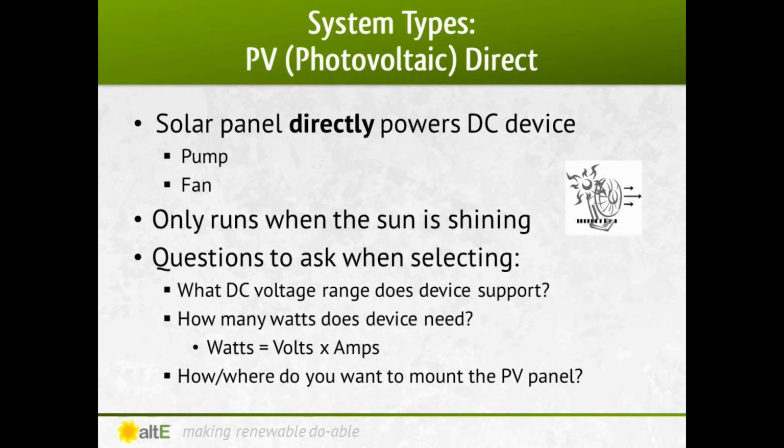When you are choosing a PV direct system, you need to determine what the DC voltage the device runs on. It must be a DC device. You can't just plug an AC device into a solar panel instead of into the wall socket. You need to know how much power your device needs. The specs will generally give you this information. Remember, if it only gives you volts and amps, you can calculate the watts by multiplying volts and amps together. You also need to consider how and where you want the panel mounted. Will you be mounting it on a shed roof or installing it on the side of a pole?